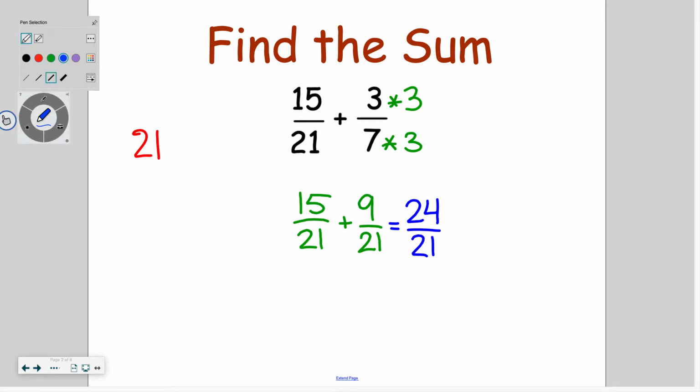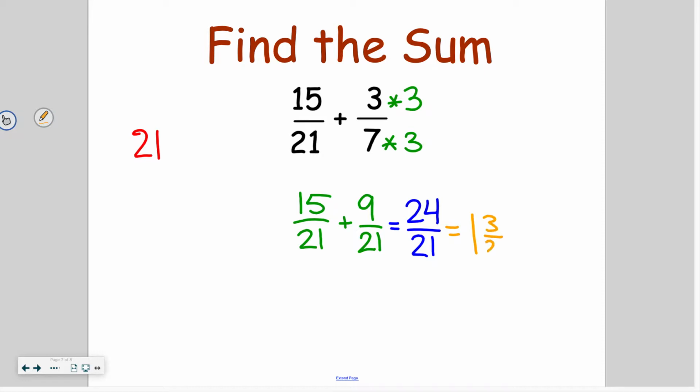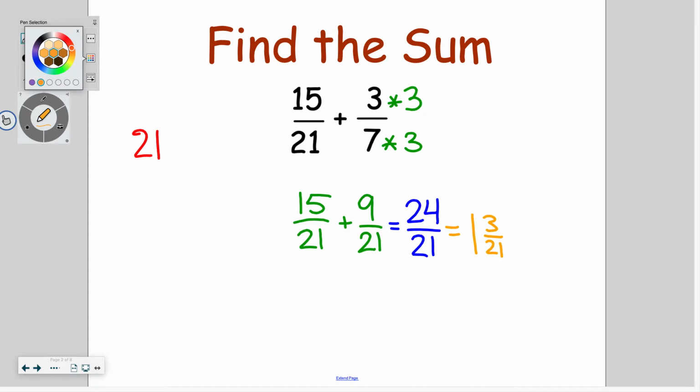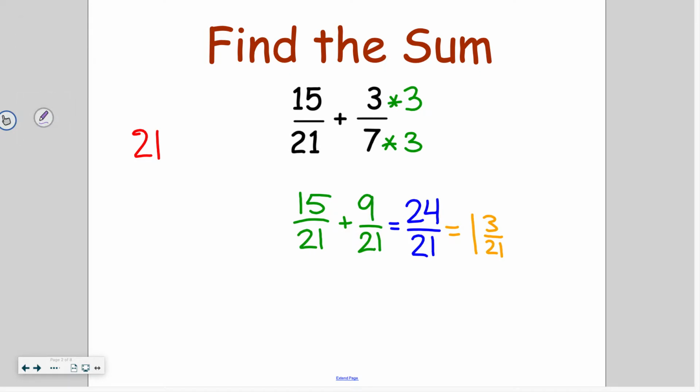We then need to finish this problem by reducing. 21 can go into 24 one time, and there's 3 pieces left over. Since 3 and 21 can both be divided by 3, I need to reduce that final fraction, and I get 1 and 1/7. So again, we start by looking for the bigger denominator and using that to help us find our common denominator.